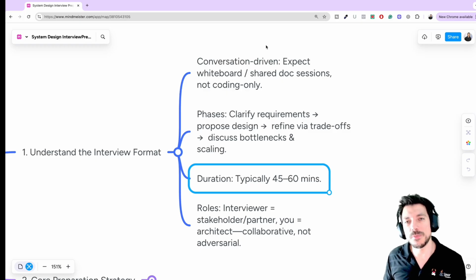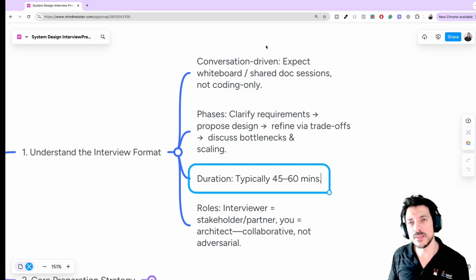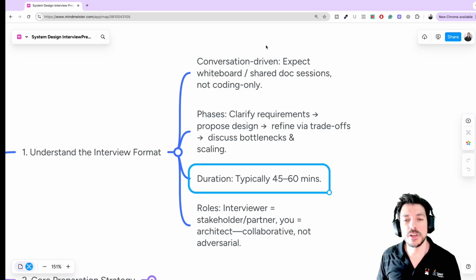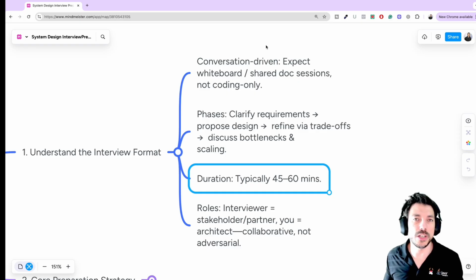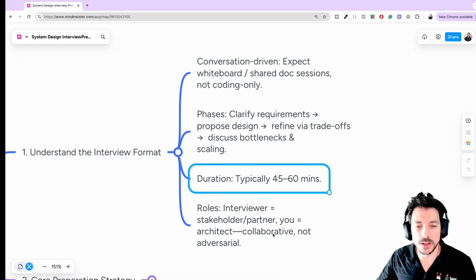And they're going to go especially hard on senior developers on the non-functional requirements. So as a senior developer, they will expect you to talk about the non-functional requirements, and they will expect you also to talk about trade-offs. So why do you choose one technology over the other?